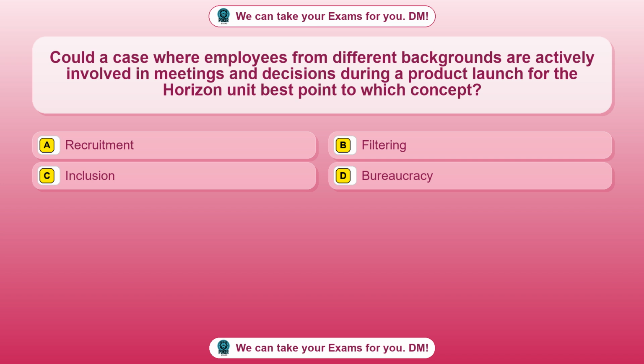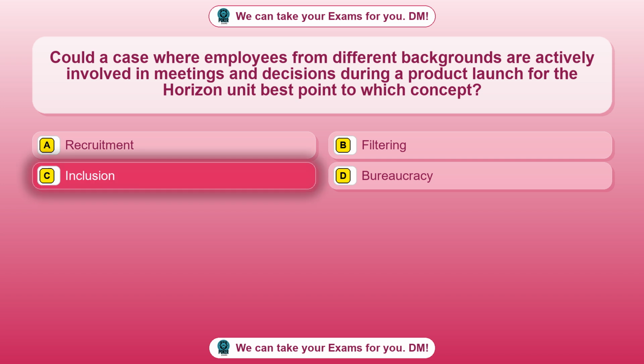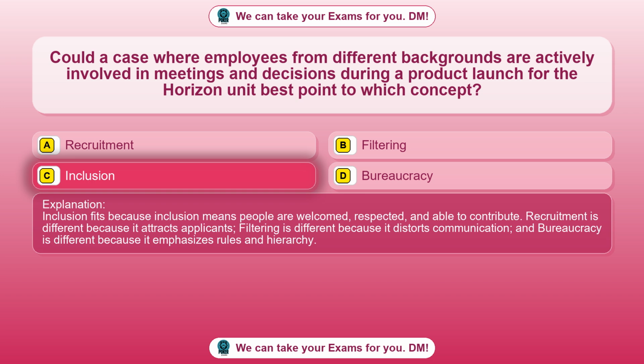Option A, recruitment. Option B, filtering. Option C, inclusion. Option D, bureaucracy. The correct answer is option C, inclusion. Inclusion fits because inclusion means people are welcomed, respected, and able to contribute.